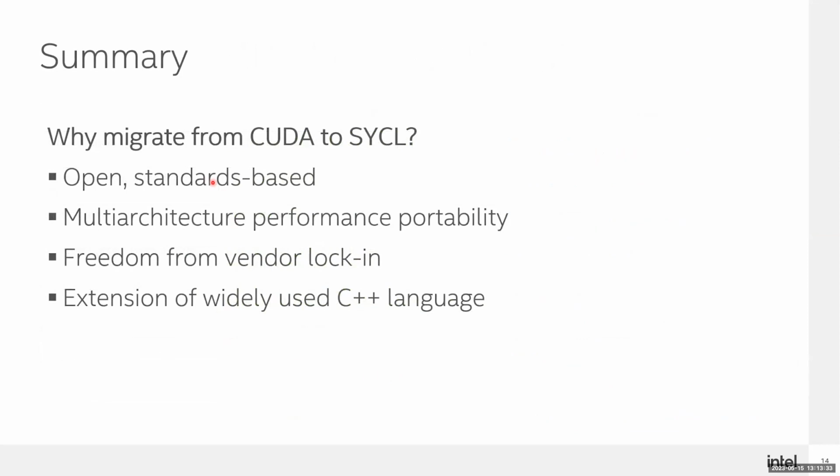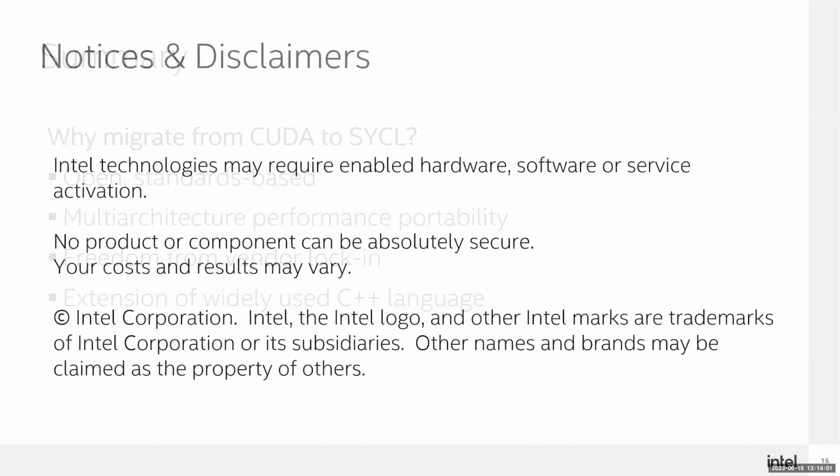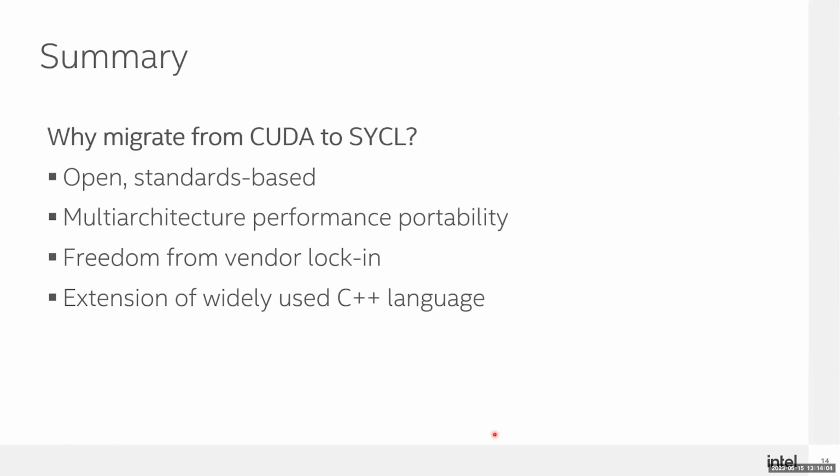So in summary, why do we need to migrate CUDA to SYCL? Mainly because it's an open standard. SYCL supports multi-architecture and gives you performance portability, gives you freedom from vendor lock-in, and it's also an extension of the widely used C++ language, as opposed to a proprietary language. So that's mainly the summary of this. So with that, let me show you a demo of SYCLomatic and how that can be done.